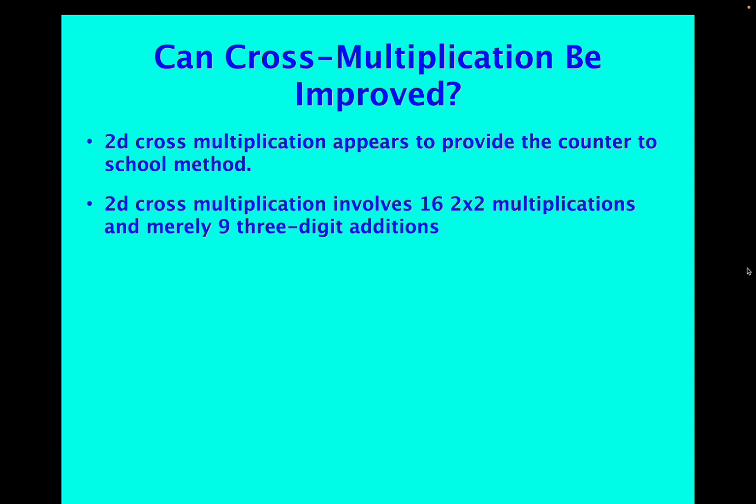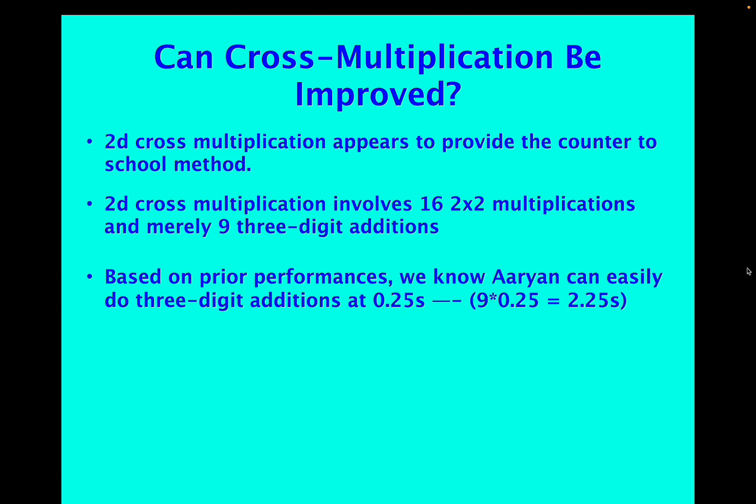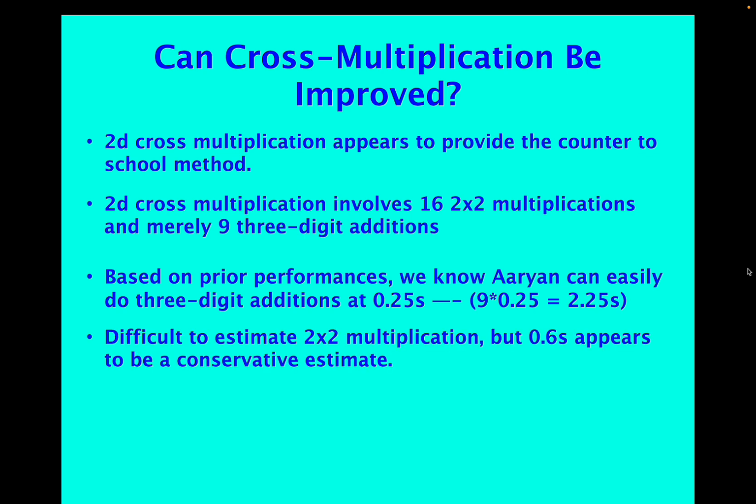So if you're doing an 8x8 multiplication, 2-digit cross multiplication is going to involve 16 2x2 multiplications and 9 3-digit additions to solve the question. Based on prior performances, we know Aryan can easily do 3-digit additions at 0.25 seconds. That is likely a noticeable overstatement of the time necessary for him to do that. But we're going to be very, very cautious for the point of making this argument, and we'll estimate it at 0.25 seconds.